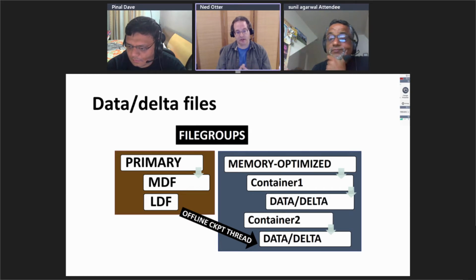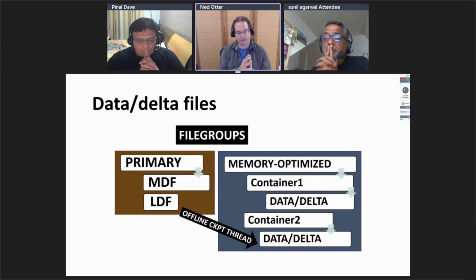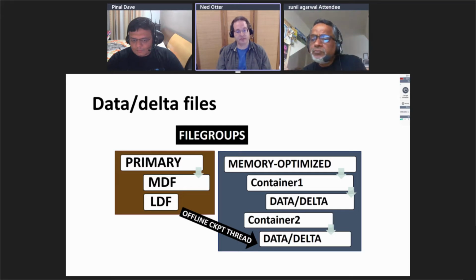The way it works is that everything is first written to the transaction log, just like for on-disk tables. And for durable memory optimized tables, there's an offline checkpoint thread process that reads the transaction log and harvests events from that pertaining to data and delta files, and it writes those events to the data and delta files in the relevant container. This is a general way that memory optimized data is persisted to disk.